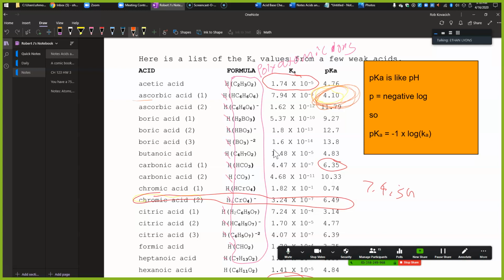Why did you use the 4.10 instead of the 4.76? Because that's acetic acid? Oh, sorry, I was reading the wrong acid then. Whoops.